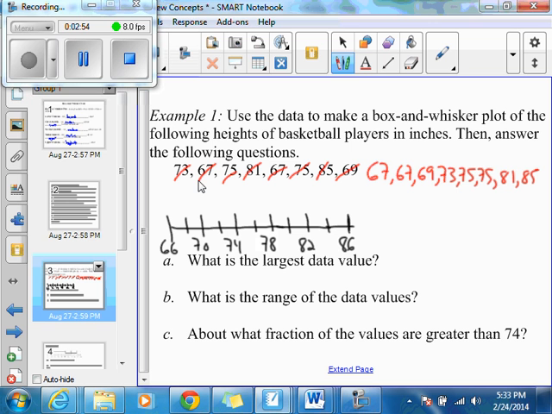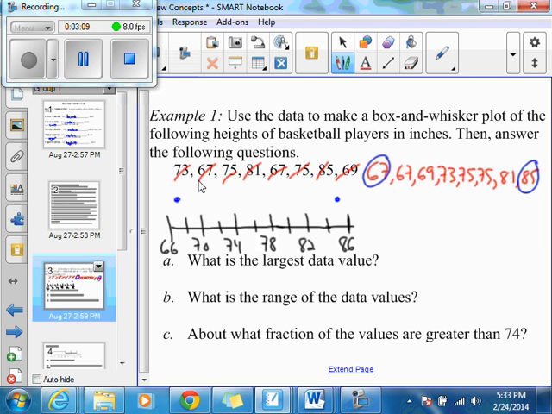First of all, we're going to find our lowest data value, 67. We're going to put a dot above where 67 would be on the number line. We're going to find our highest data value, which is 85. We're going to put a dot above where 85 would be on the number line.